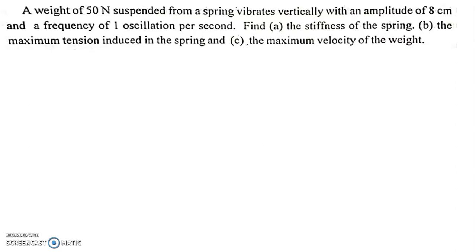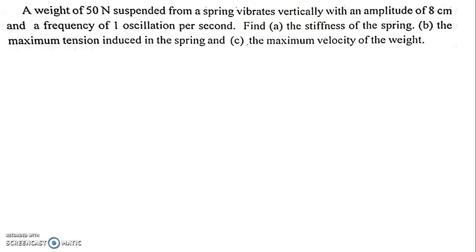Vibrate with an amplitude. This is a new term we haven't used. Amplitude is the distance moved by the spring in the up and down motion. While doing the derivation, we have marked it as x. So we can write x equal to 8 centimeter and a frequency of 1 oscillation per second. So f is equal to 1.